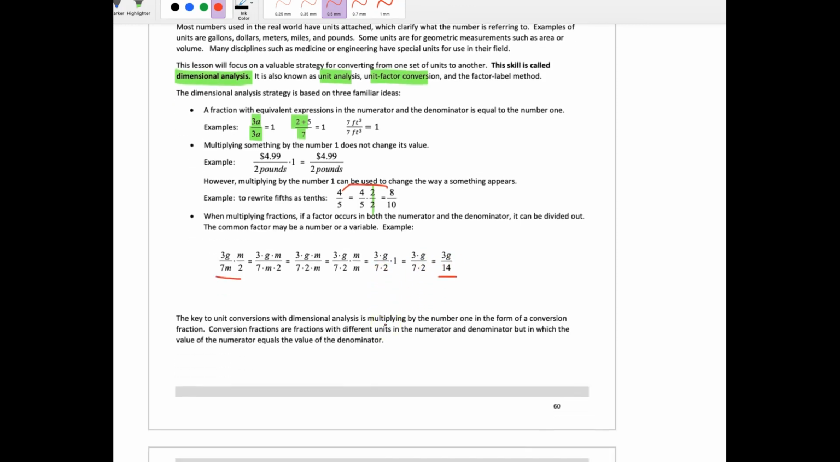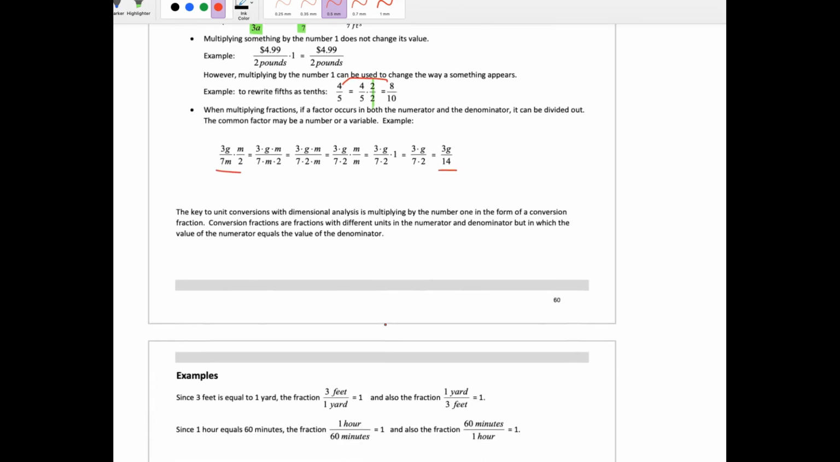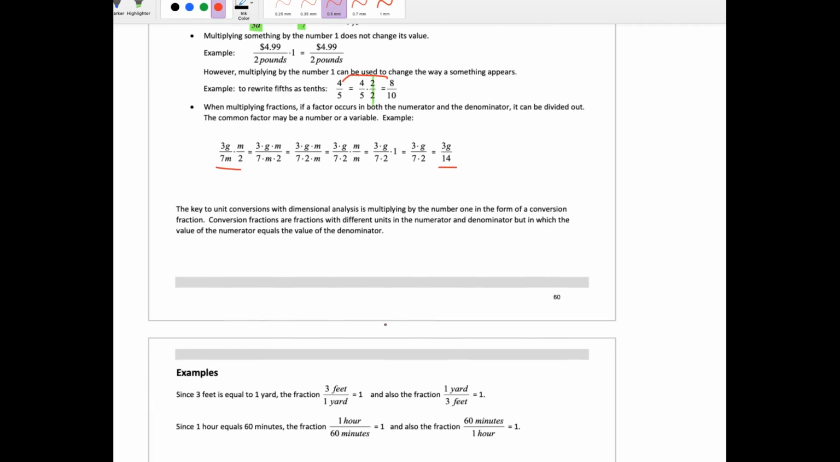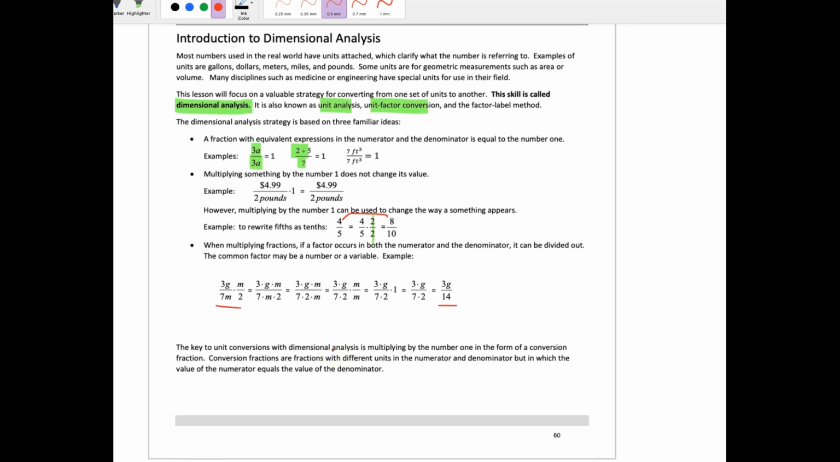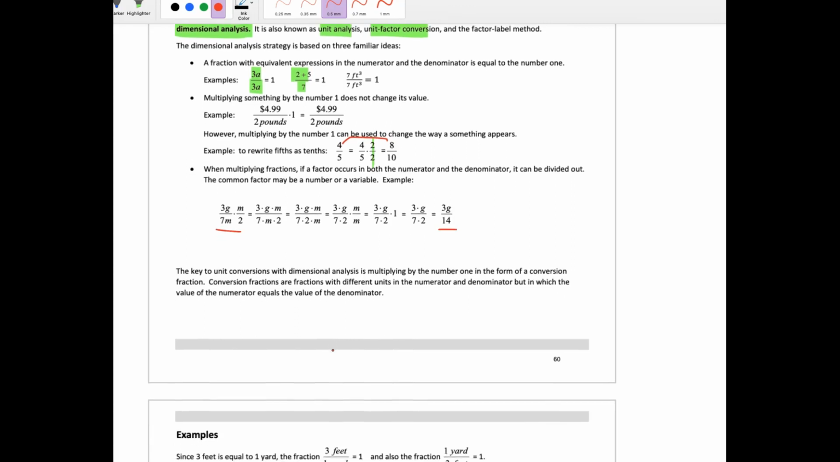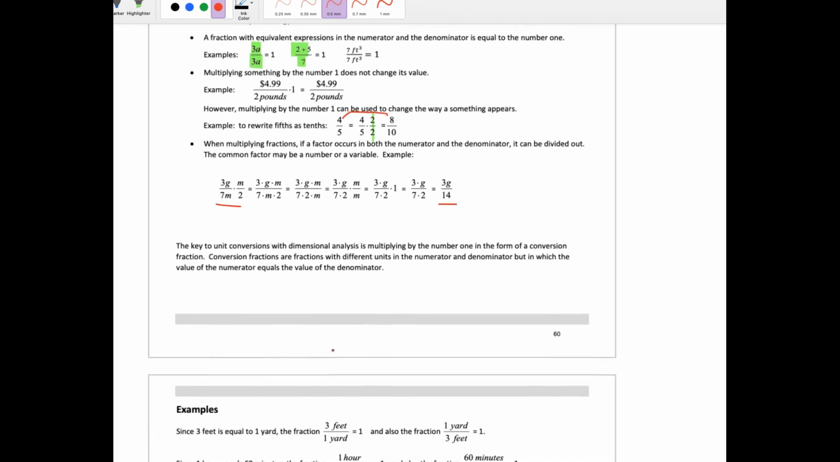These are the key things to unit analysis, dimensional analysis, or unit conversions, because what we're going to do is end up converting from feet to miles, and we do unit analysis. This becomes important in a lot of other professions, especially nursing. That's what we're going to do in the following examples.